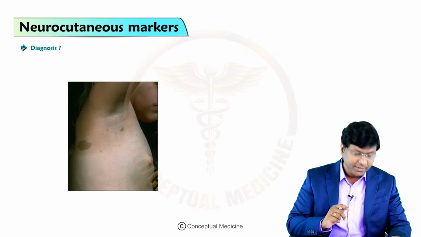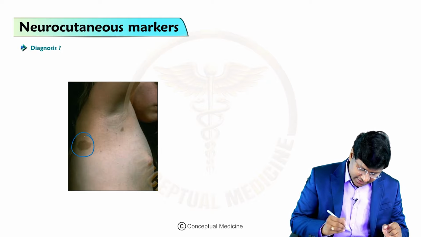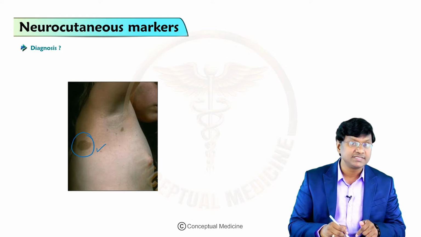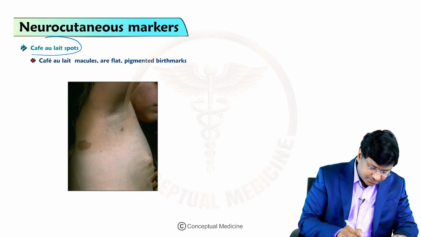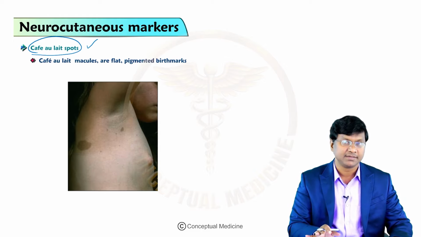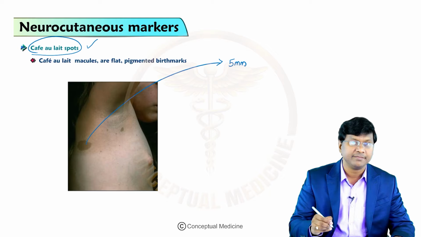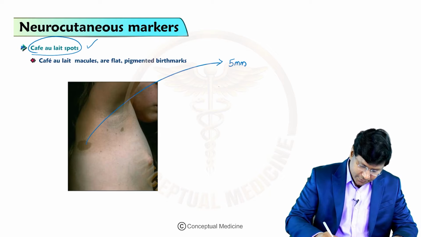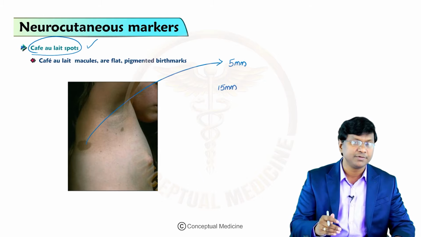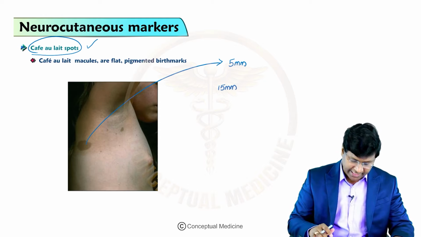Now followed by that, you see the cutaneous manifestations that I am showing you near the axillary area. We have axillary freckling, which I'll show you later. But what is this particular macule? It is a café-au-lait spot, a flat pigmented birthmark. And according to the diagnostic criteria, the size should be around 5 mm in prepubertal individuals, or around 15 mm in post-pubertal individuals. So that is about the café-au-lait macules or spots.